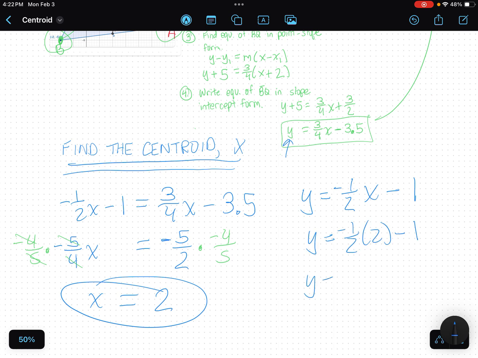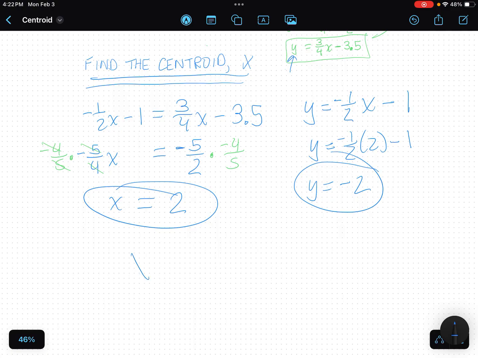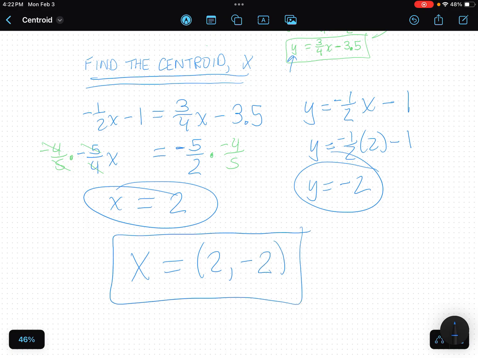And when I do the math there, my y-coordinate is going to equal negative 1 minus 1, or a negative 2, which means, ta-da, the center of gravity of this particular triangle is the point 2, comma, negative 2. And that is a wrap.